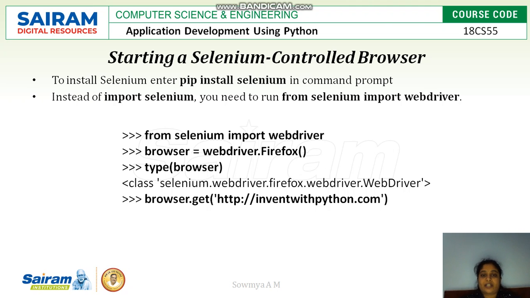So, for example, from selenium import webdriver, browser is equal to webdriver.Firefox, or we can make use of Chrome here. The type of browser class is selenium.webdriver.firefox. Whichever type of browser you give, it will give you the object for that browser. If it is Firefox or Chrome, it will change accordingly. So browser.get with a link will open the link provided to the get method.